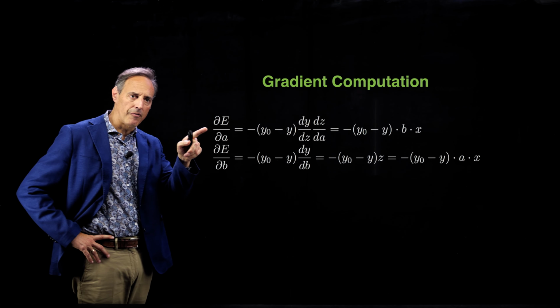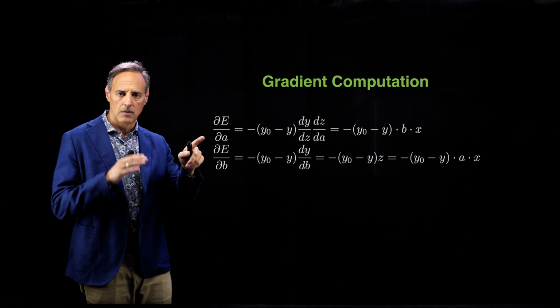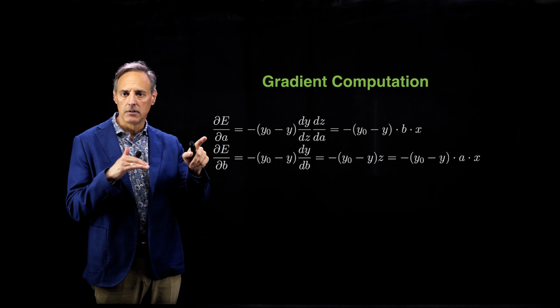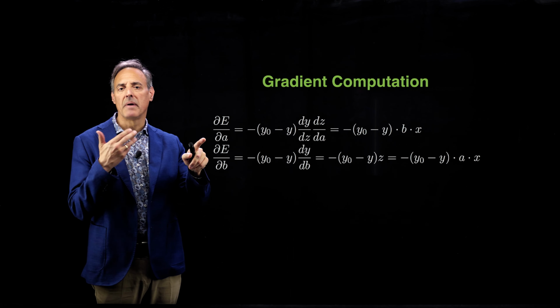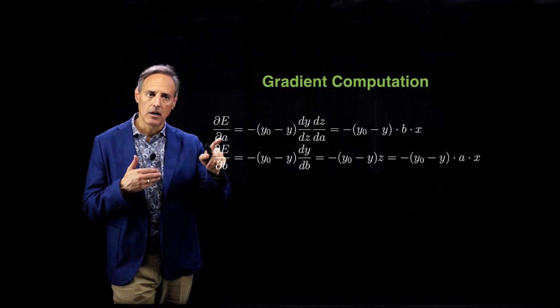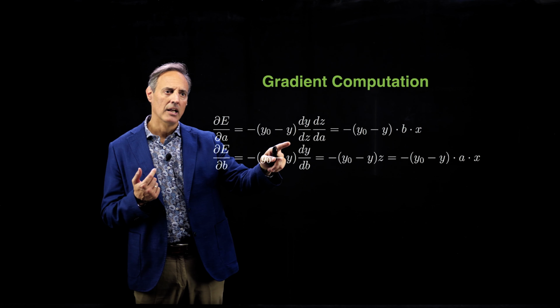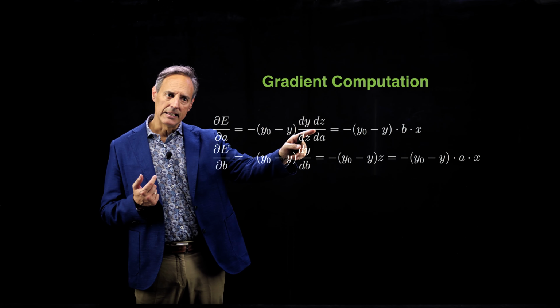Here we go. First of all, let's start with dE/dA. In other words, how do I go downhill in the error with respect to A? Well, you take the derivative of the error, where you bring down the 2, which cancels the negative half. You get (y0 minus y), you get dy/dz, dz/dA.